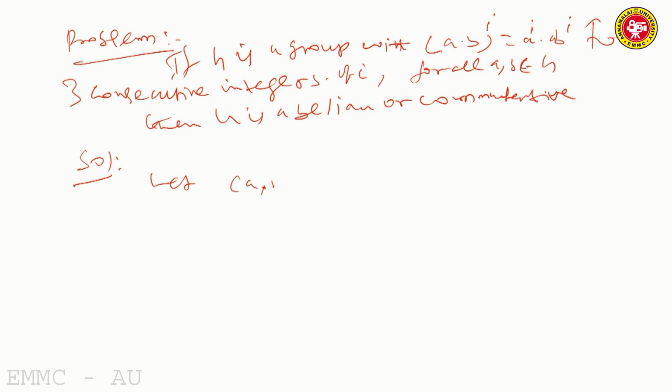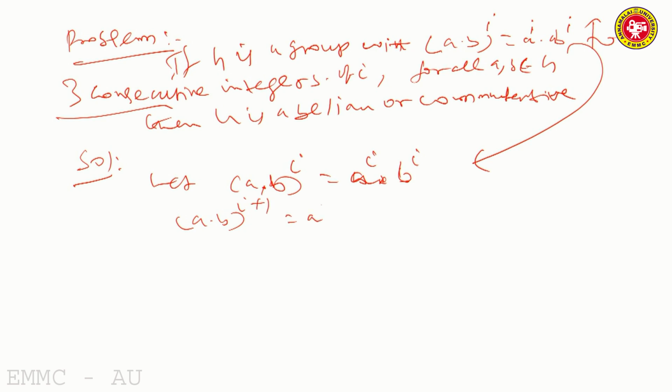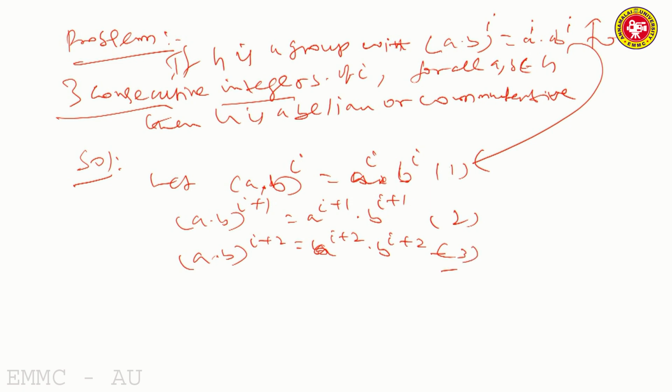Let (a·b)^i = a^i·b^i as given. This is for three consecutive integers. It may be (ab)^(i+1) = a^(i+1)·b^(i+1), which is the second integer. I take the third integer as (a·b)^(i+2) = a^(i+2)·b^(i+2). This is the third one. With this, we have to prove that a·b = b·a.